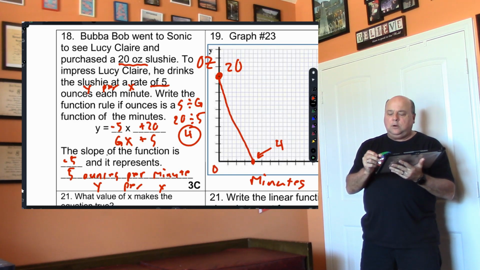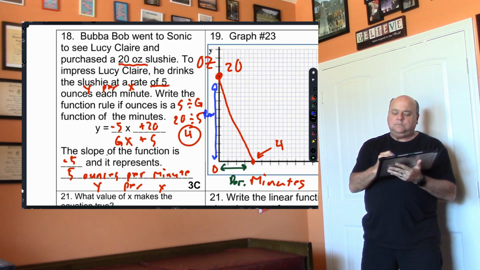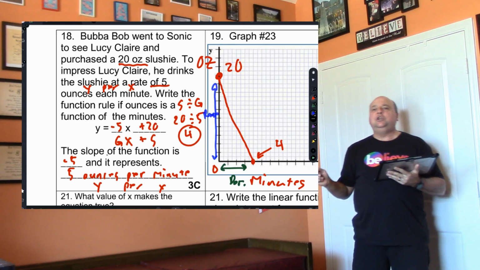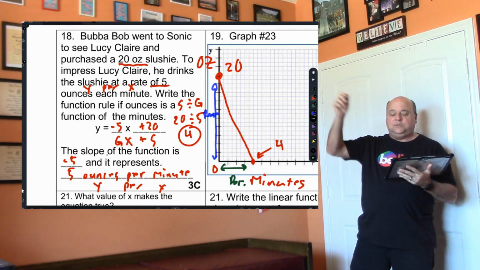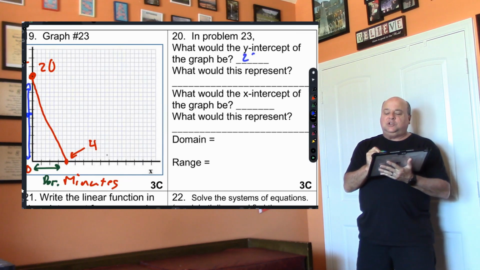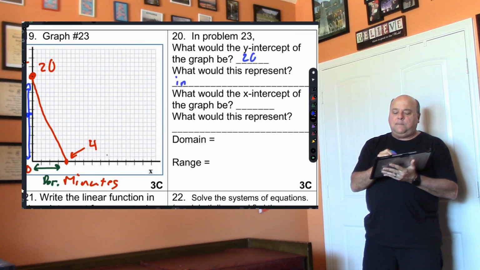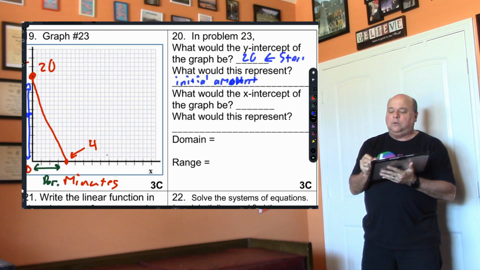Put a 0 here. From here to here is your domain, and from here to here is your range in it. Okay, that is huge. So your domain is going to go from 0 to 4. Your range is going to go from 0 to 20. So let's go over here. What's the y-intercept? It's 20. That's the initial amount of slushie, right? That's your starting number, okay? I'm just going to put the initial amount. This is your starting amount, though, right?